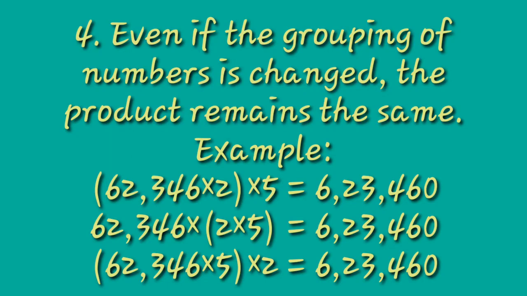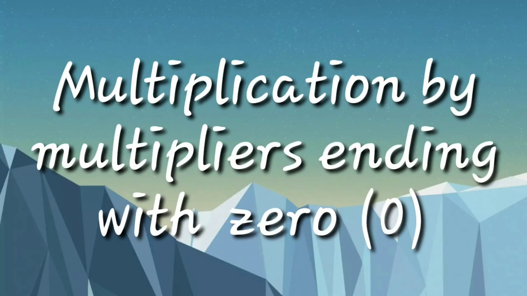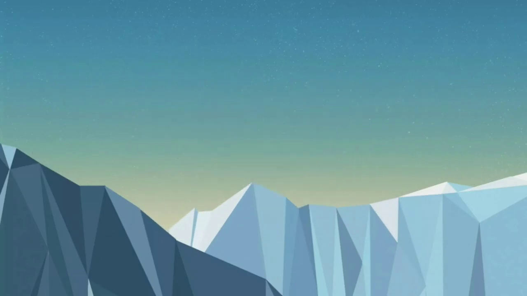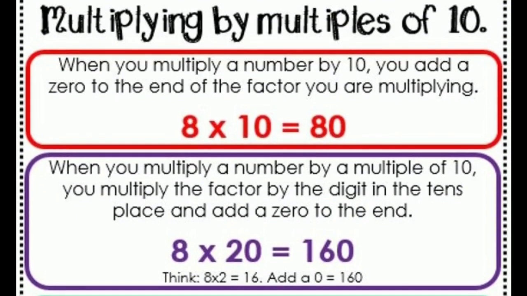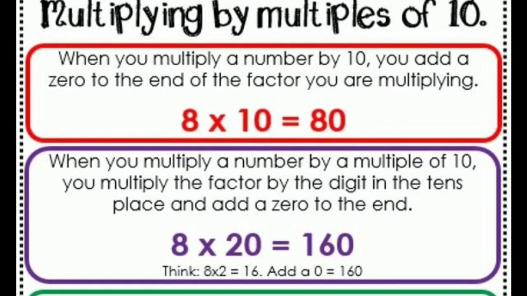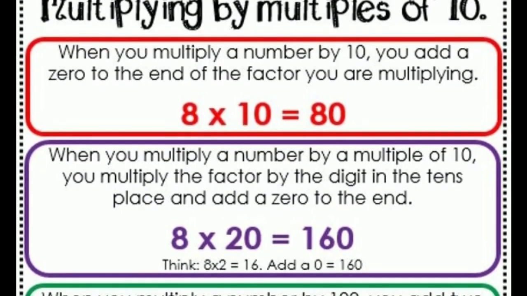So I think the properties are clear to you. Let's move on to our next topic. The next topic is multiplication by multipliers ending with 0. So for this you have to remember certain things. First is, when you multiply a number by 10, you add a 0 to the end of the factor you are multiplying.